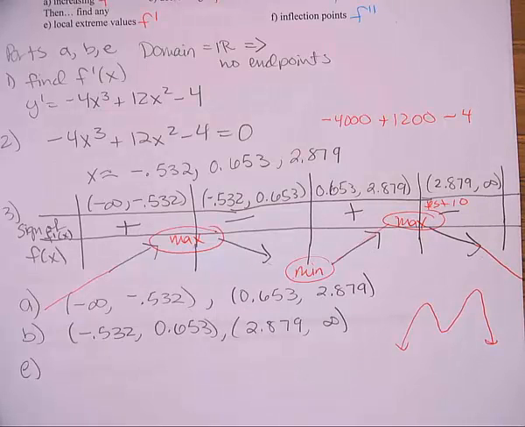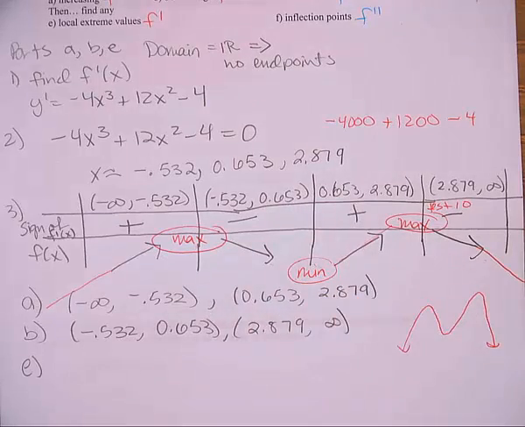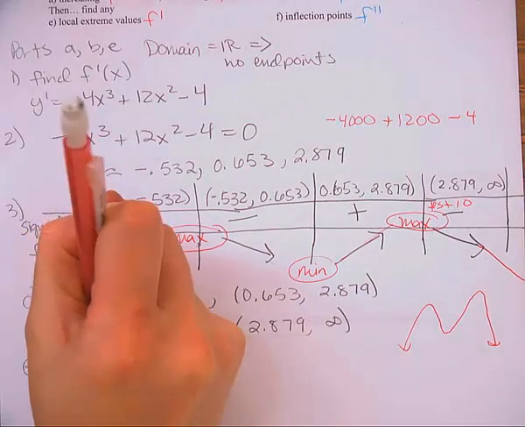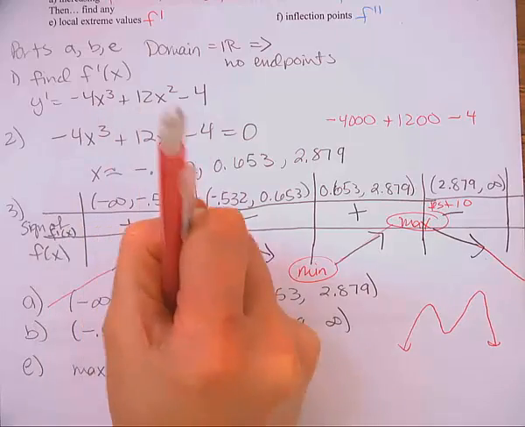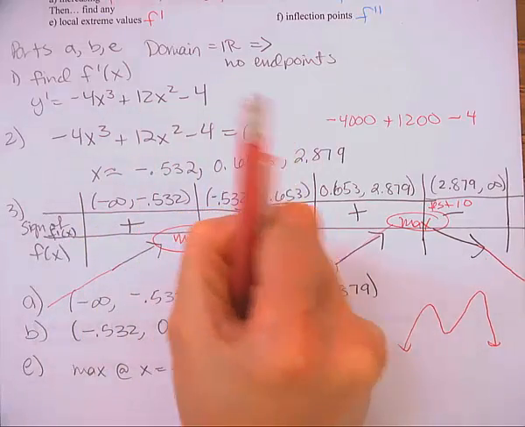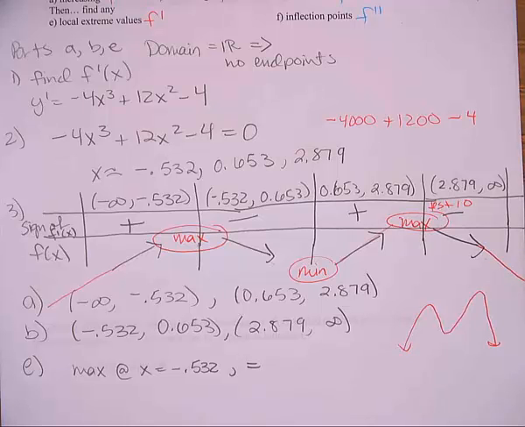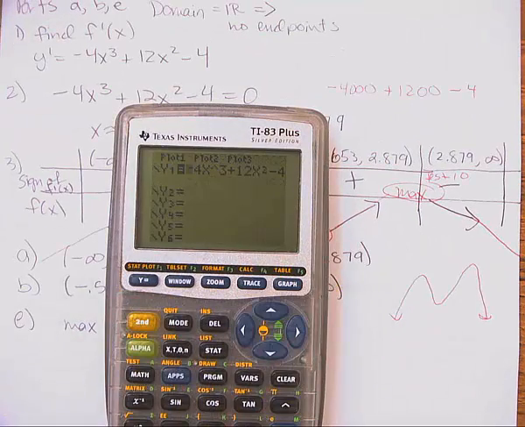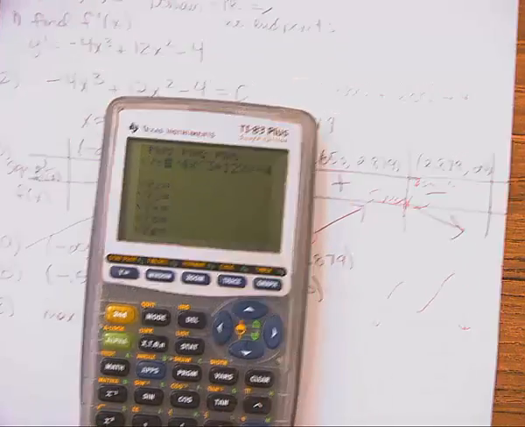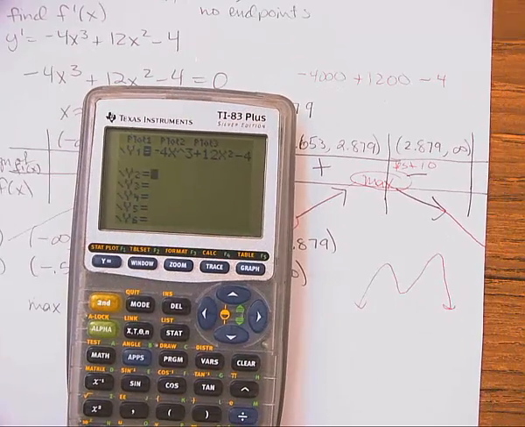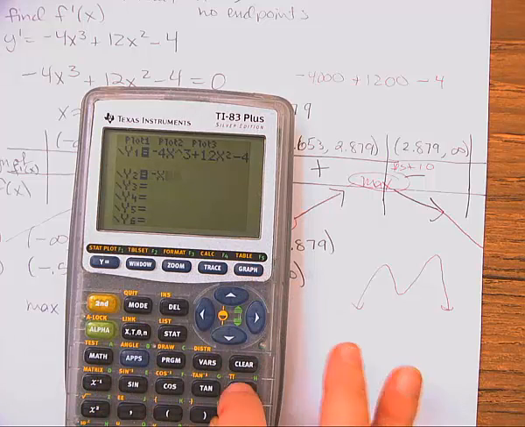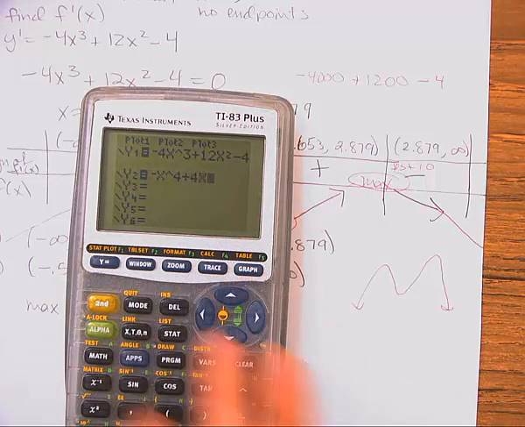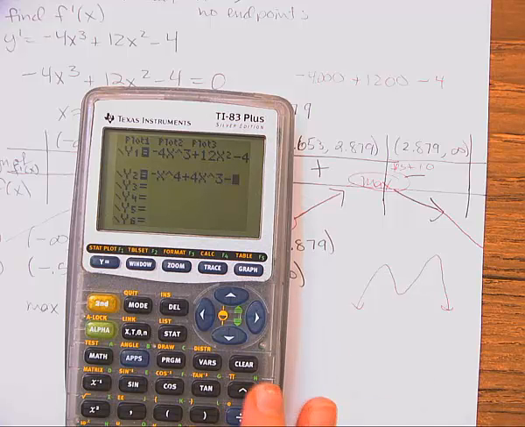So what we'll do is we'll plug these values back into the original. So we have a max when x is negative 0.532, and we need to find out what the max equals. Here's where the storing of the values comes in super handy. So I'm just going to teach you some little calculator tricks here. So go back to your calculator and enter in the original function. Go ahead and put it in for y2. So the original function was negative x to the fourth plus 4x to the third minus 4x plus 1.